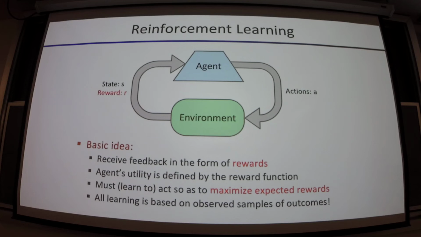So the agent receives this feedback in the form of rewards. This is very similar to what we've been talking about so far. The agent's utility is defined by this reward function. It must act so as to maximize its expected rewards, but it has to learn to do so. Right? All the learning it's able to do is based on observed samples of outcomes. That's overly restrictive maybe, but it's a good way to think about it, at least for now. Okay.